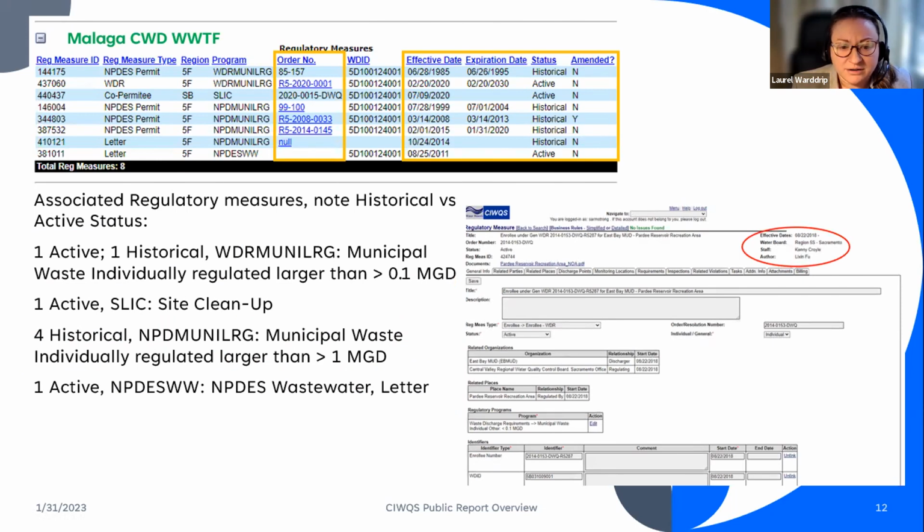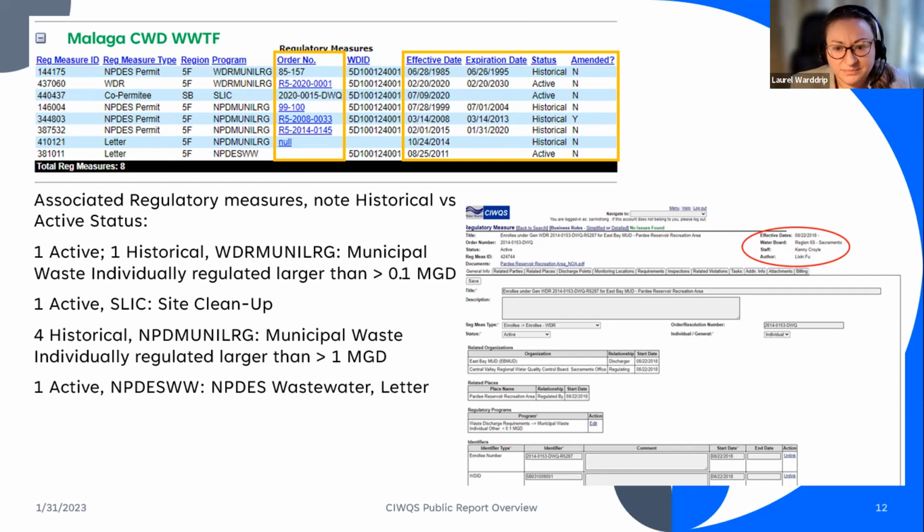The ones that are available in CWIX will have a blue link where you can potentially download an attachment related to that, like an order number or an order. And you have some really good information here about effective dates of requirements, or when things were sent, like a letter, when they expired, and then their status. So this is a really good example of, they had a lot of different permits over time.